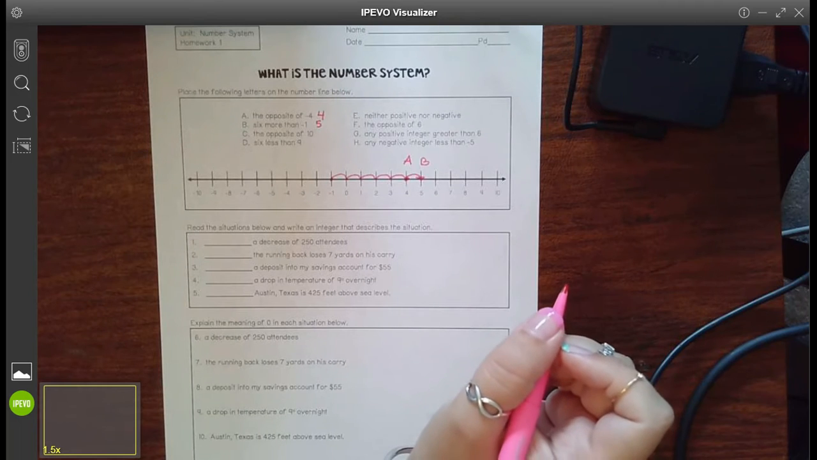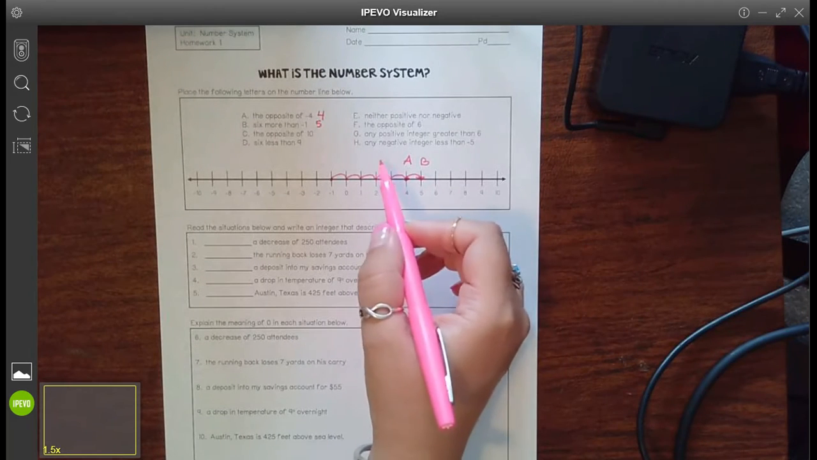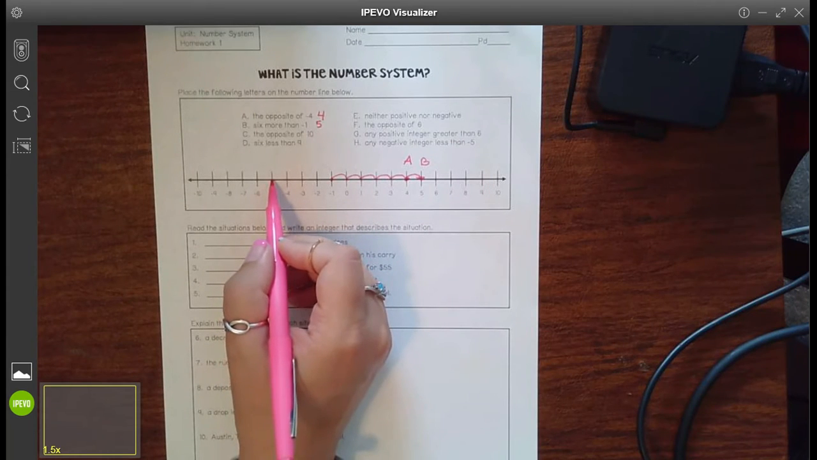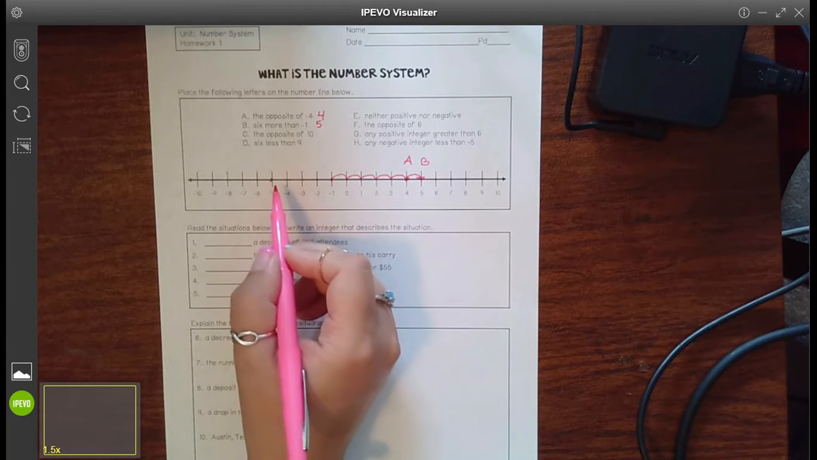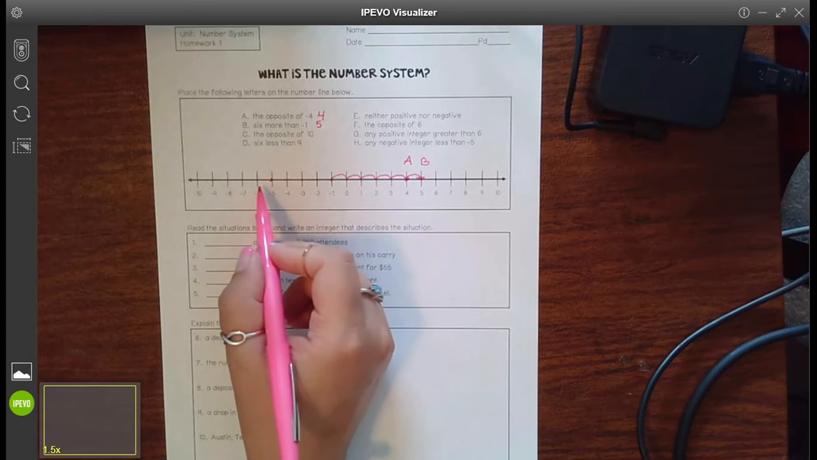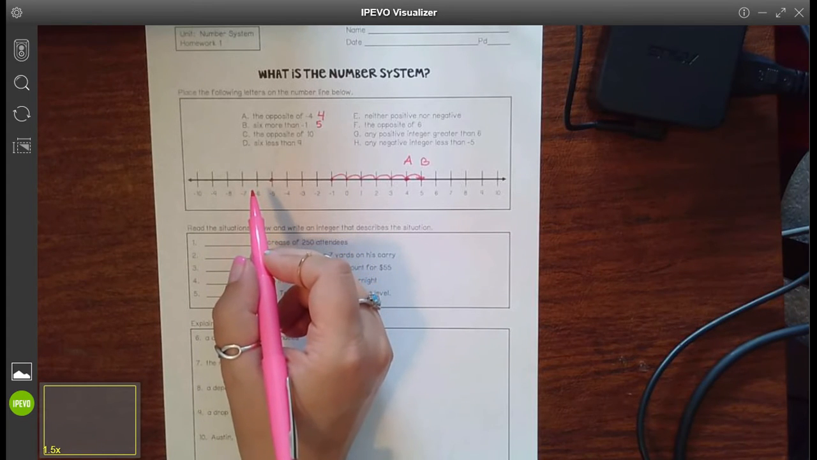One more. Let's see. If you wanted to do any negative integer less than -5. So let's see. -5 is right here. Is -5 less than -5? No, it's equal to it. So then what's less than -5? Is it -4 or -6? Which one do you think?